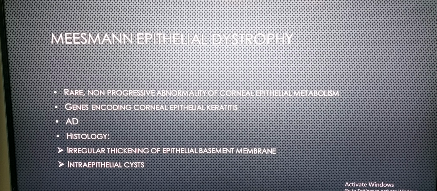Next epithelial dystrophy is Meesmann epithelial dystrophy. It is a rare, non-progressive abnormality of the corneal epithelial metabolism. There are mutations in the genes encoding corneal epithelial keratins. It is usually autosomal dominant. The histology shows irregular thickening of the epithelial basement membrane along with intraepithelial cysts. This is the histological picture showing a thickening of the basement membrane and intraepithelial cysts.